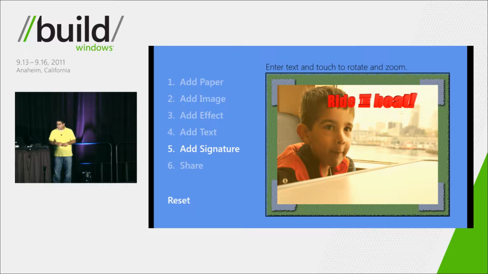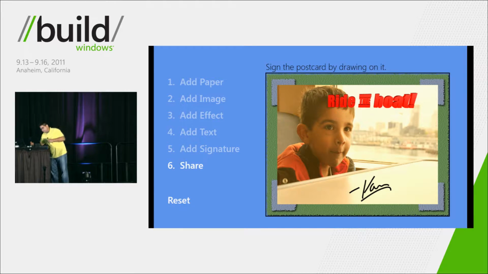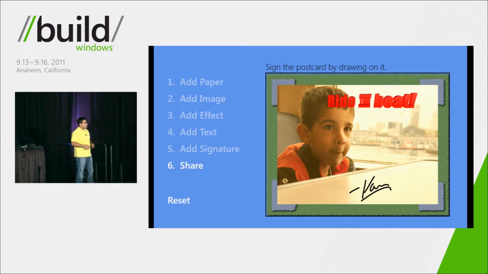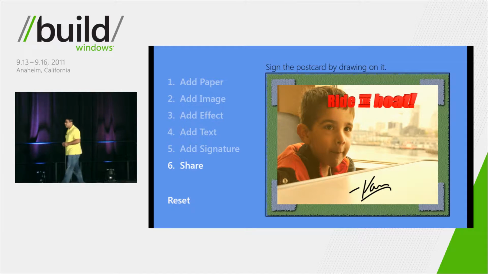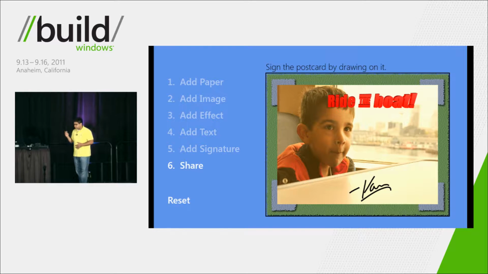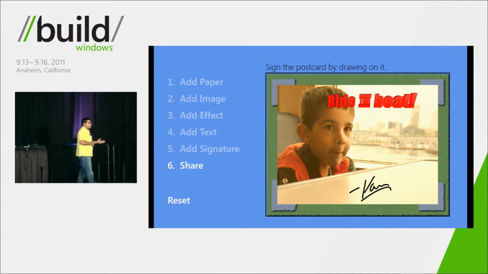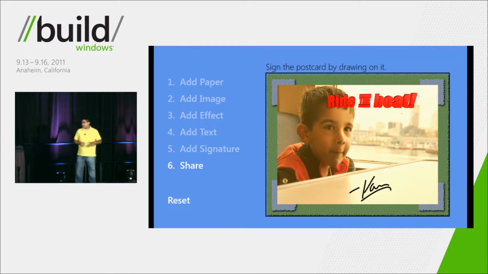The last thing I want to do is sign the card. I have my trusty stylus, and I'll put my name there, Cam. I can sign the card using ink. The way the ink works is we're using the touch and pen APIs, the pointer APIs, to get the strokes from the digitizer, and then those get handed to D2D as Beziers, which D2D renders.